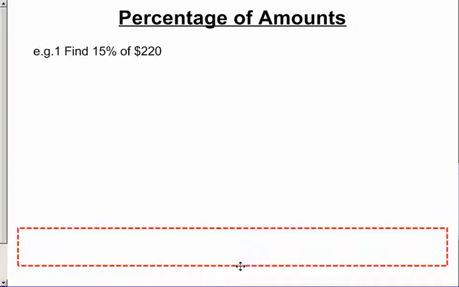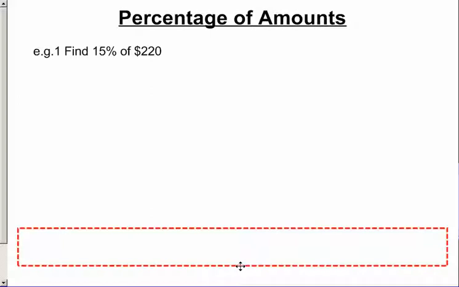In this video, we're going to look at how to find percentages of amounts. And we're going to look at two different methods: one that's a bit longer and one that's much shorter, and will save us time particularly with harder percentages. So first of all, we're going to look at this example.